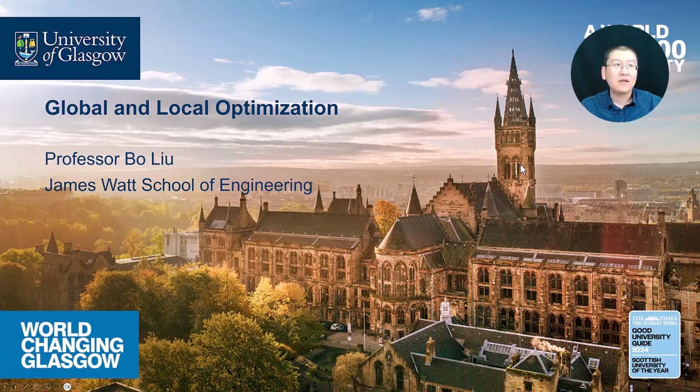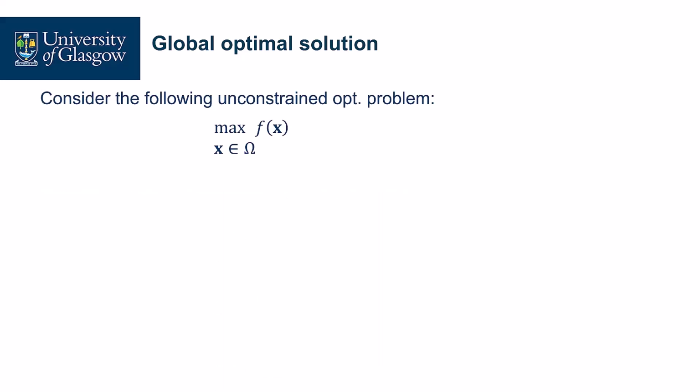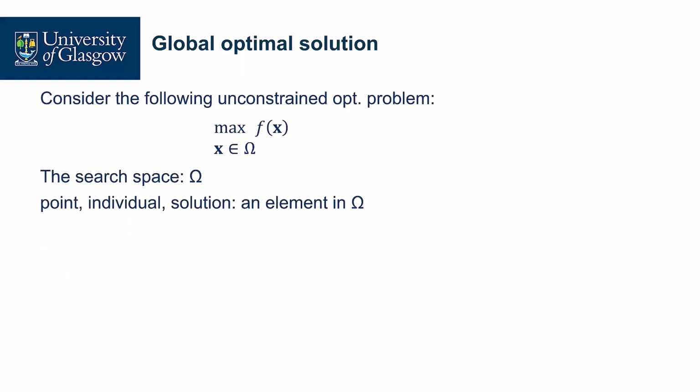So let's see global optimal solution, which is the first concept. Let's consider an optimization problem. I want to find the maximum of f(x), where x belongs to Omega, which is a search space. For each x, we can call it a point, an individual, or a solution. Later, I will call it like that. These are the same thing. All means an element in the search space is an x.